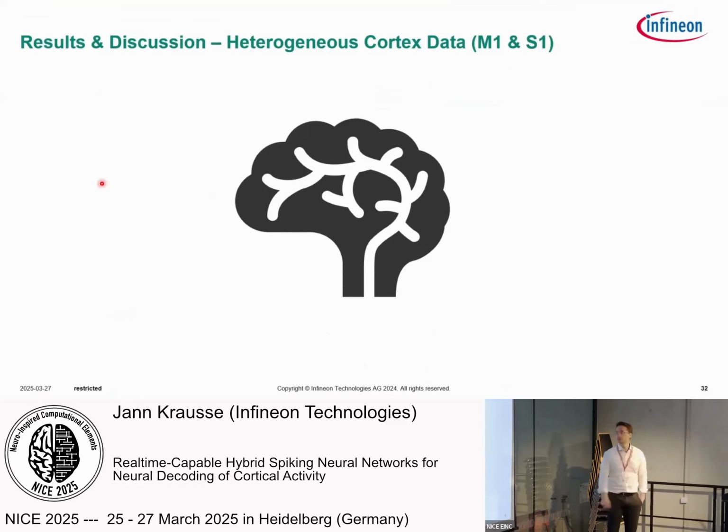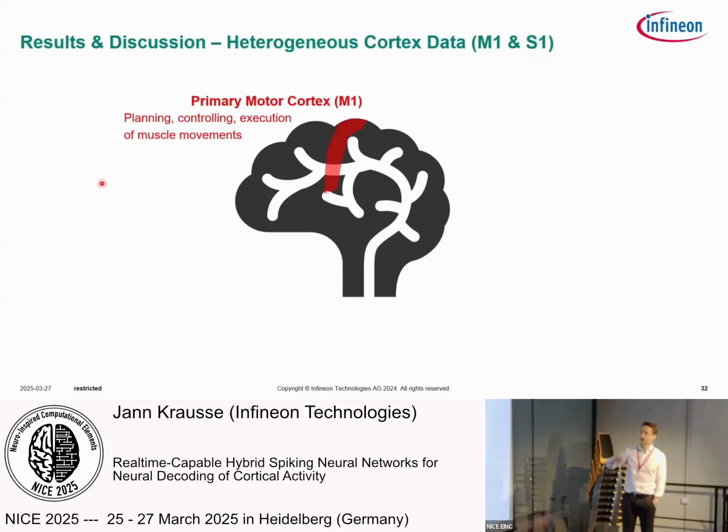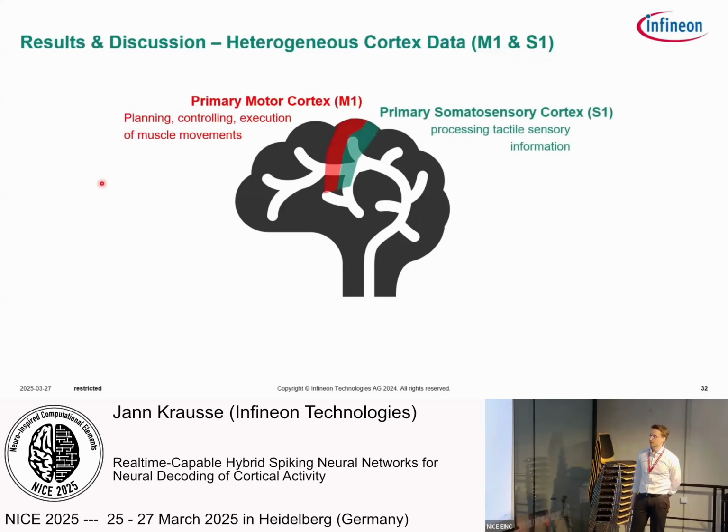Another point that I want to make quickly, the last few minutes, is that for the second monkey, Loco, not only did the data consist of motor cortex recordings, it also consisted of somatosensory cortex recordings. The motor cortex is there for planning, controlling, and execution of muscle movements. This is the obvious cortex when you think about neural decoding. The somatosensory cortex processes tactile and sensory information. So if your neighbor just taps you on the shoulder, for example, this is the brain area that gets activated, and those two are highly coupled. And we have both types of data. So yeah, we thought about what we could do with that.